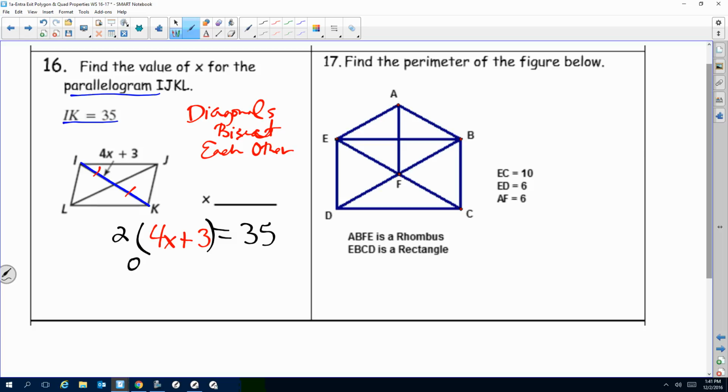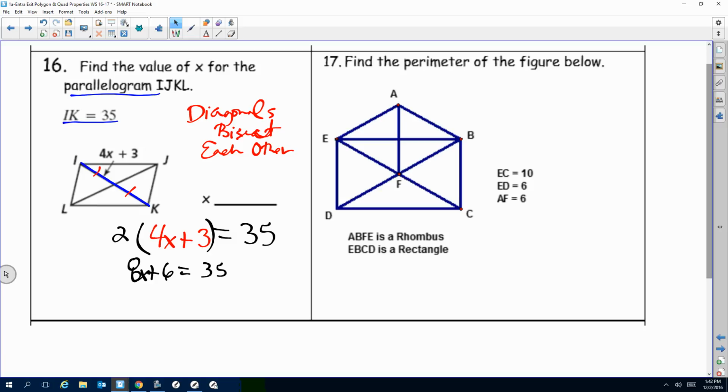Because you get 8x plus 6 equals 35. Got 3 points. Is it 3 or 2? Is it 6.2, 6.25? Okay, yeah, that's right.